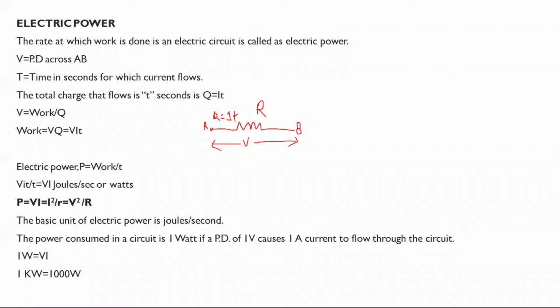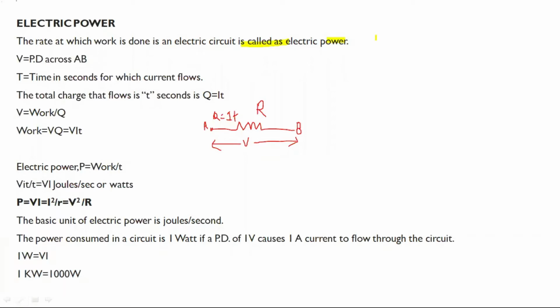Electrical power. Today we will discuss electrical power. What is electrical power? The rate at which work is done in an electrical circuit is called electrical power. Suppose there is a wire A and B. Within that, we have a resistance R.